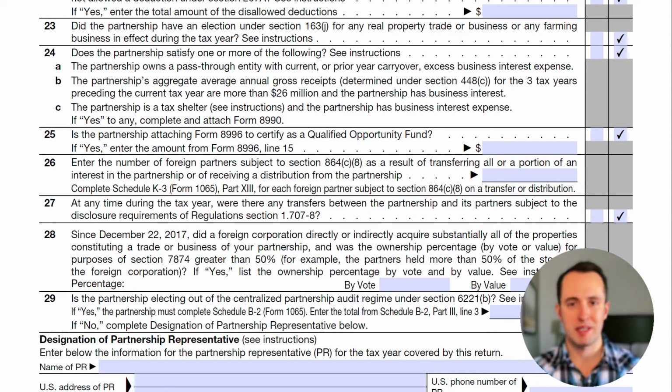If it's just a simple business between you and another, or maybe a couple other people, and you're just working basic things, you're not investing in real estate, you don't have a complicated tax situation, it should be no for all these items for Schedule B.